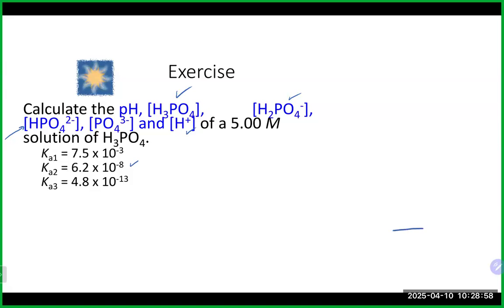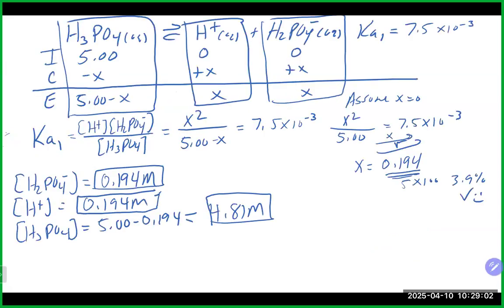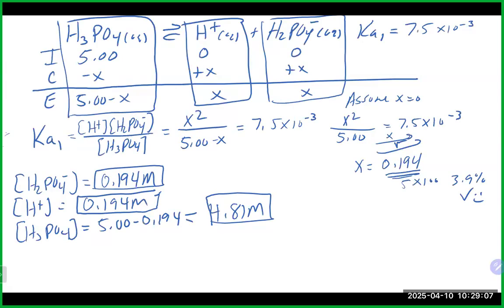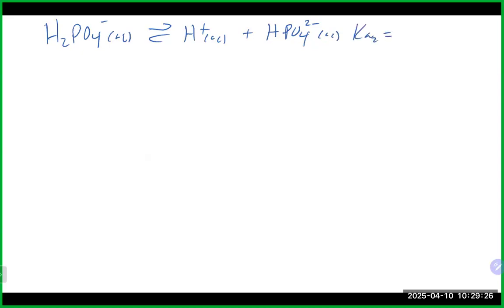So let's take a look at what's happening here. What's going to happen is, coming from our first ICE table and our first hydrogen coming off, that guy is then going to lose another hydrogen. So we're going to rip off the next hydrogen here. And that's going to leave us HPO4 2 minus. And that's going to be our Ka2, which was 6.2 times 10 to the minus 8.